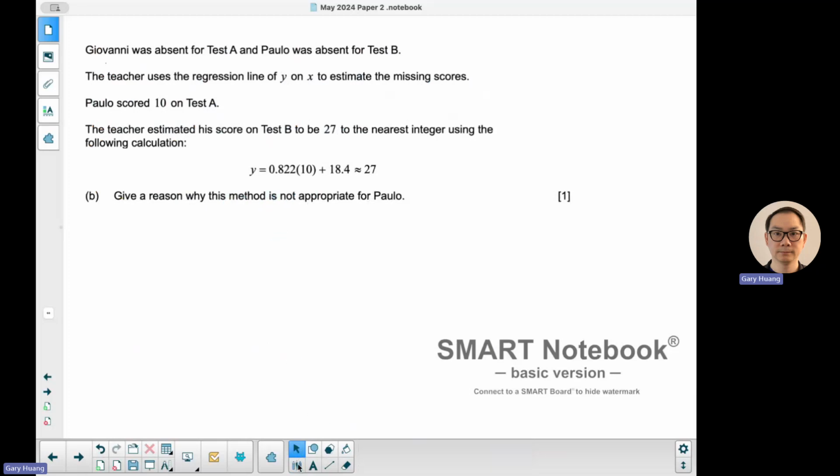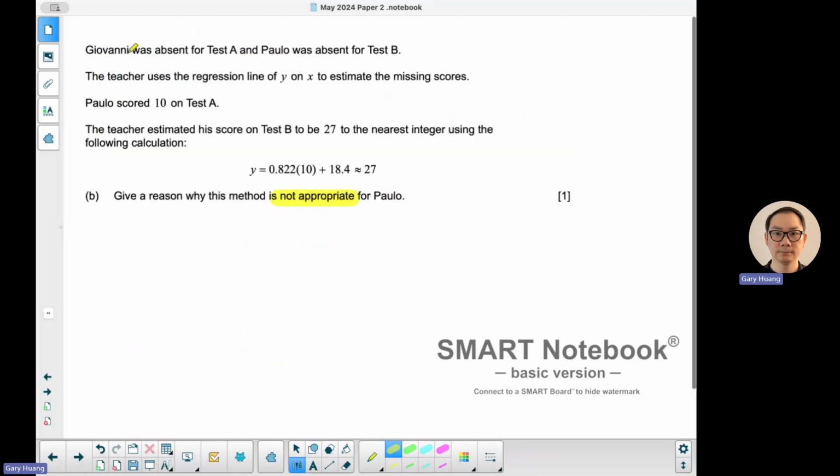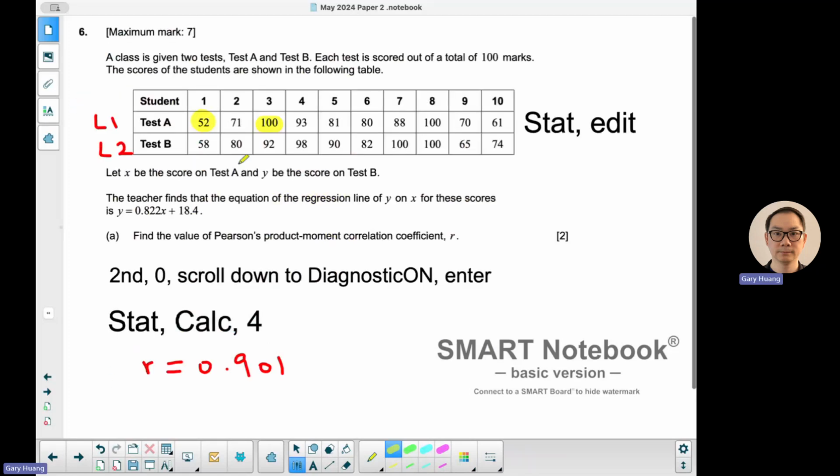So it's not appropriate. Well, you have to take a look at the data points. The lowest mark is 52, and the highest mark is 100 for test A. And Giovanni wrote test A. Paolo scored 10 on test A. Well, 10 is not within the range, right?